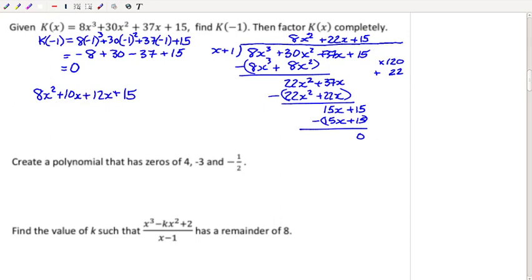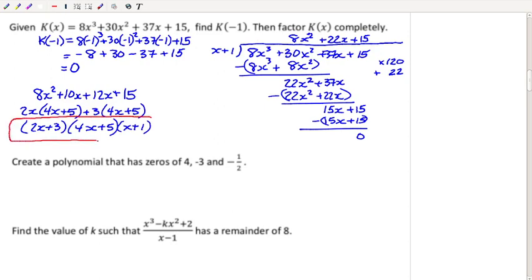So this is going to have a common factor of 2x, and this is going to be 4x plus 5. And this has a common factor of 3, and this is going to leave me also with 4x plus 5. So I've got 2x plus 3, 4x plus 5, and my original factor was x plus 1. That leaves my polynomial fully factored. Boom! There I go. Got them all.